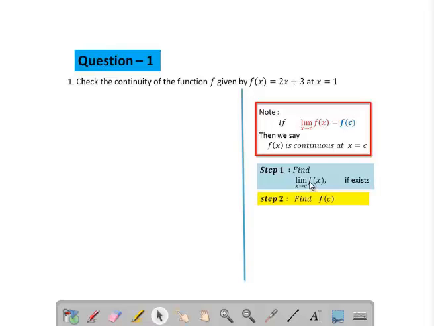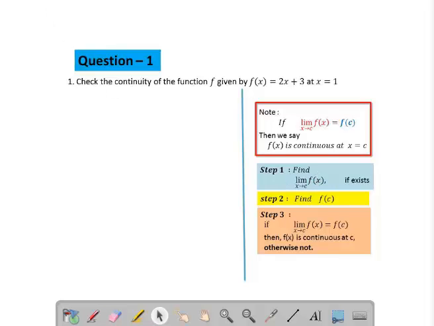And step 2, we're going to find f of c. In step 3, if the limit of the function f of x as x tends to c is equal to f of c, then f of x is said to be continuous at c, otherwise not.